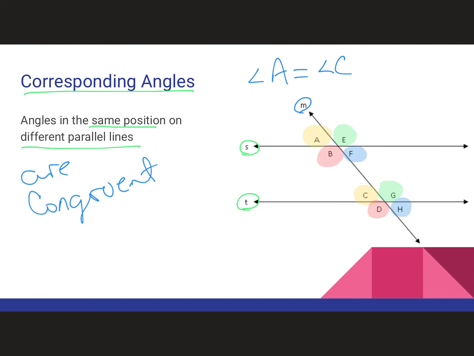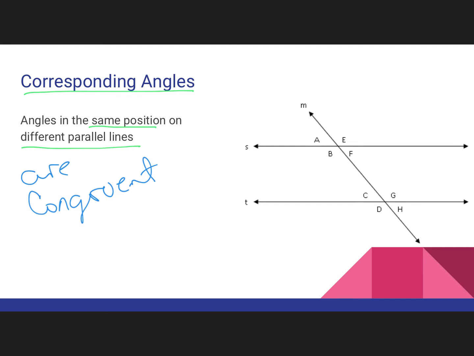So that means they have the same angle measurement. So one more thing with this. If I know that I have a set of parallel lines and a transversal, there's actually only going to be two angle measurements. So let's look at this.